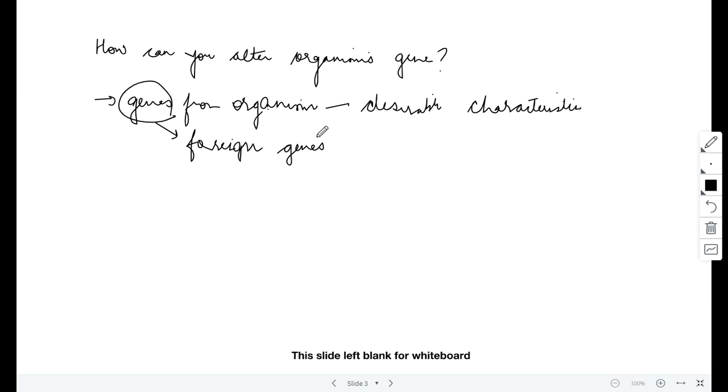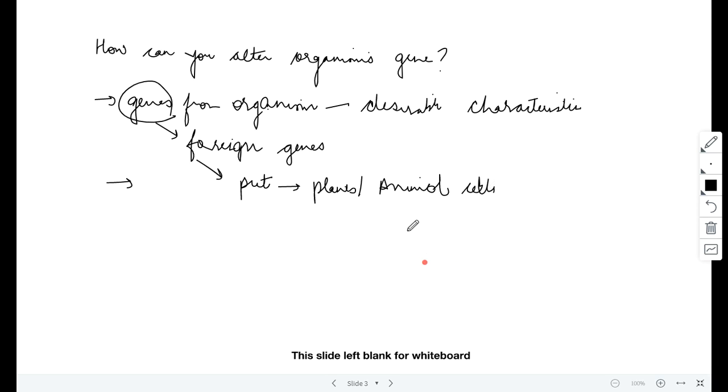So now, these foreign genes are put into a plant, or you can put them into plant cells or animal cells at a very early stage of their development. You understood? When they're quite small, when they're just about to grow. So these foreign genes are put in the plant or the animal cell.